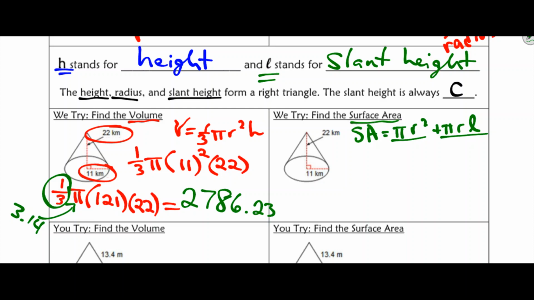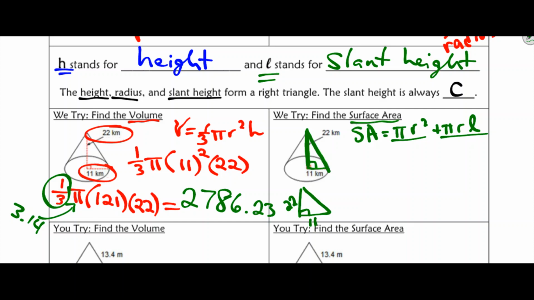Before we can even use that formula, though, we need to find L. This 22, that's H. The 11 is the radius still. So we have the radius, but we don't have that L. We have 22 as the height of this triangle.